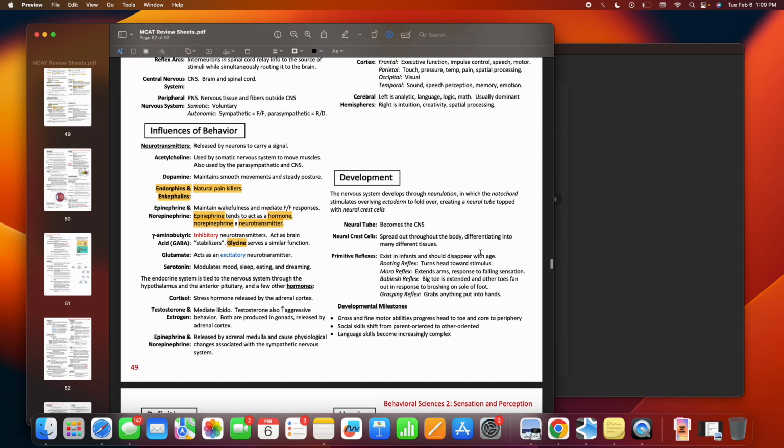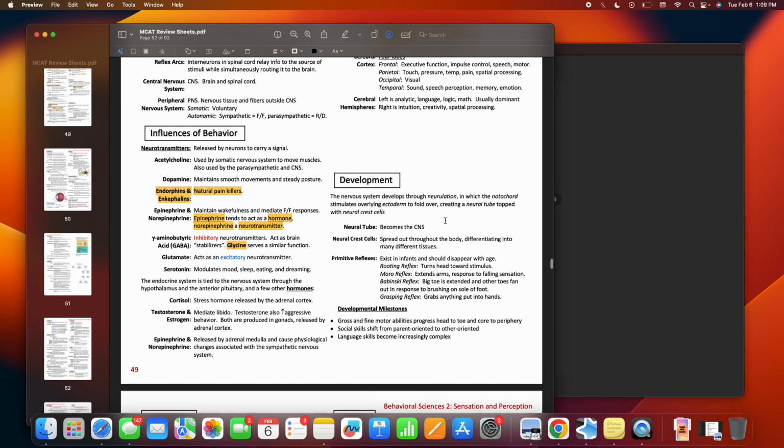Then we have the development. So the nervous system develops through neurulation, in which the notochord stimulates overlying ectoderm to fold over, creating a neural tube topped with neural crest cells. This is what we call the development of the nervous system. The notochord, the cord, stimulates overlying ectoderm.